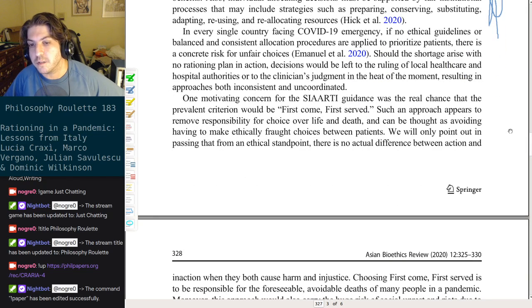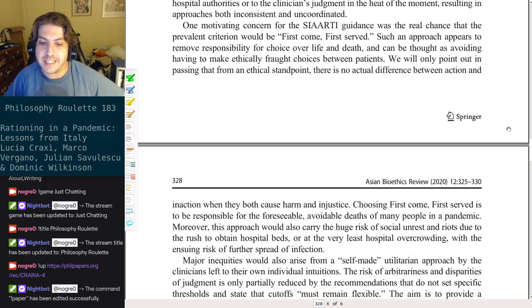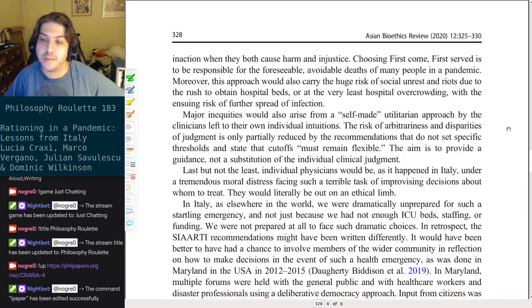One motivating concern for the CRD guidance was the real chance that the prevalent criterion would be first come, first served. Such an approach appears to remove responsibility for choice over life and death and can be thought of as avoiding having to make ethically fraught choices between patients. We will only point out in passing that from an ethical standpoint, there is no actual difference between action and inaction when they both cause harm and injustice.